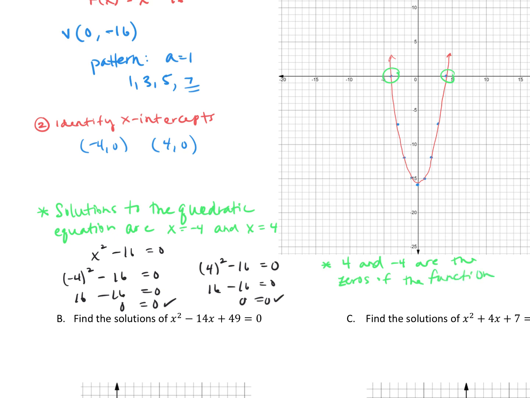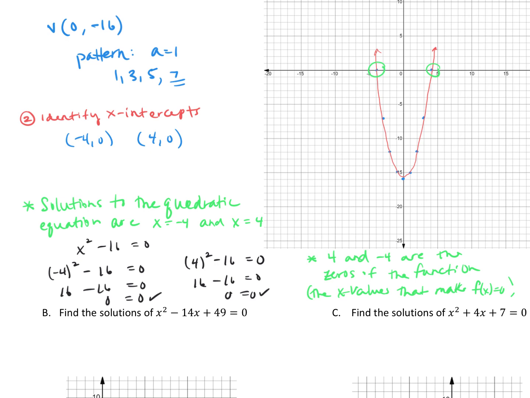So that's a vocab word from our learning target video. Those are going to be the zeros of the function, the x values that make our function f of x equal to 0. Okay, so that's how this is going to work.